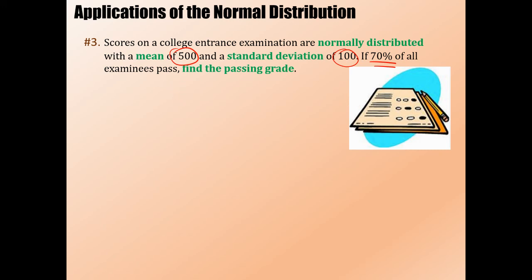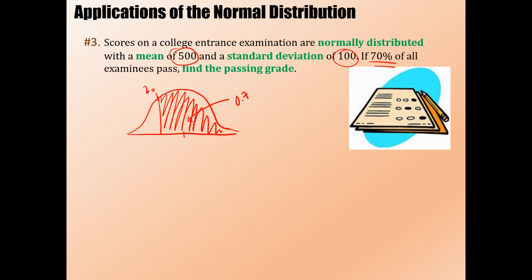So it's normally distributed with a mean of 500 and a standard deviation of 100. If 70%, I'm going to sketch a picture to be able to visually see this a little bit better. So 70% of the examinees pass. I want to figure out what is the score where 70% of the people are above it, right? So the area under the curve would be 70. I want the area under this curve to be 0.7.